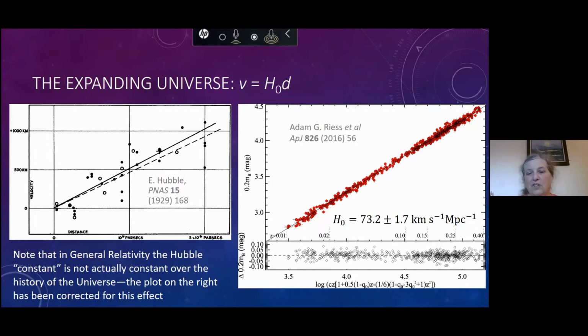On the right, we have a modern equivalent to that plot, and this goes up to much, much greater distances, so great that in fact you have to correct for the fact that in Friedman's and Lemaitre's models, the Hubble constant, so-called, is not in fact constant over the history of the universe, and that plot appears to be a straight line because it's been corrected for that effect. The other thing I should say is that Hubble's value of his constant was very, very wrong. That value from that modern analysis is 73 kilometers per second per megaparsec. Hubble's original value was 550, so wrong by a factor of about 8.